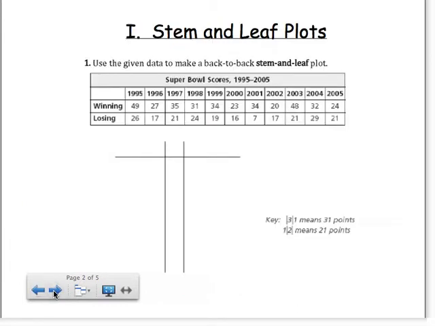Like I said, we're going to start with stem and leaf plots, but actually we're going to start with a back-to-back stem and leaf plot. The way this is going to work is I'm going to start it, and you're going to finish the other side. I have the Super Bowl scores here from 1995 to 2006. You can see all of the winning and losing scores for every single Super Bowl. For example, in 2005, the team that won had 24 points, the team that lost had 21 points. And that was the score for that Super Bowl.